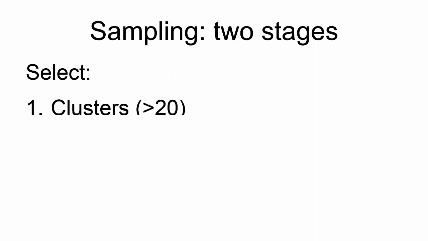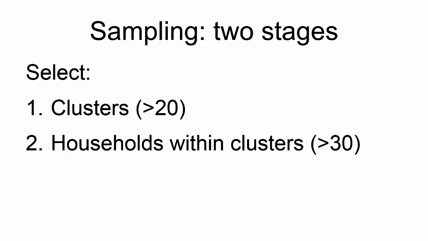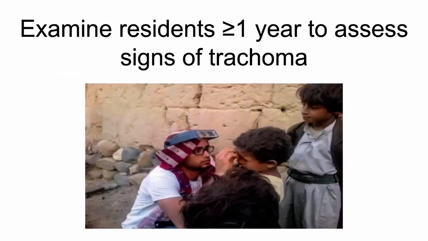Firstly, clusters throughout the target district are selected, at a minimum of 20. And secondly, households within clusters are selected. And this is a minimum of 30 households, which is the number of households that it's reasonably expected one team can visit in one day.